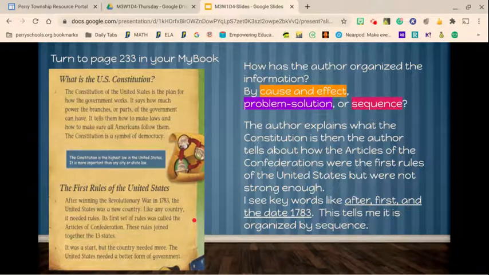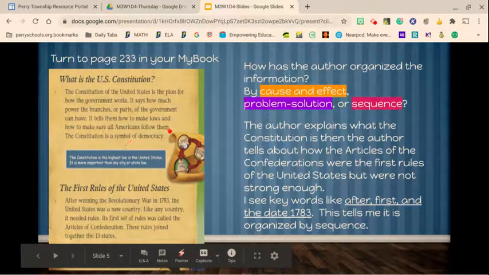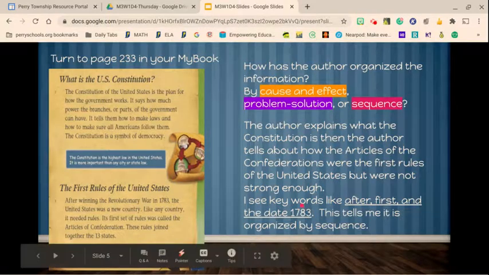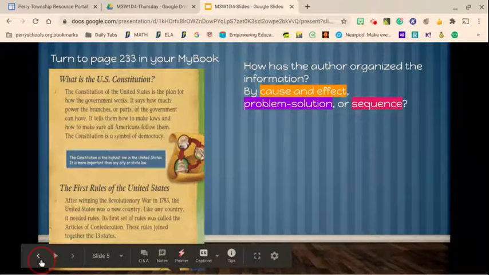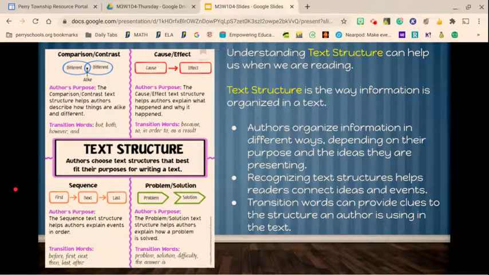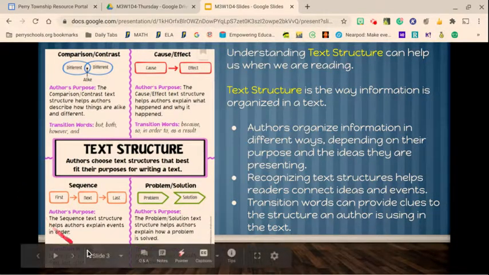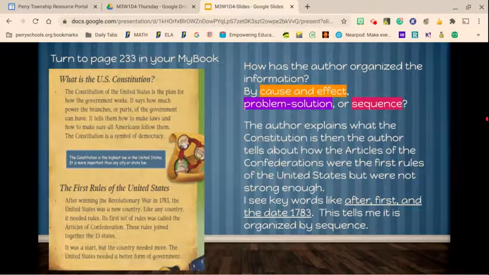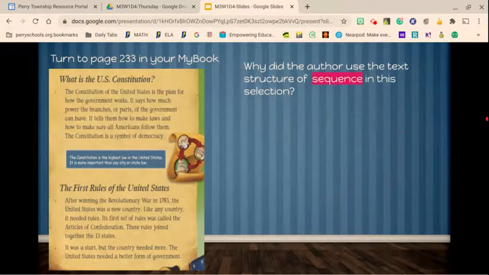The author explains what the Constitution was at the top. Then the author tells about the Articles of Confederation, which were the first rules of the United States but were not strong enough. I can see keywords like after, first, and the date 1783. This information tells me that it is organized by sequence. So if I go back to my chart, my sequence is first, next, last, after. So some of those keywords were on that page for me to know that this text is organized by sequence.